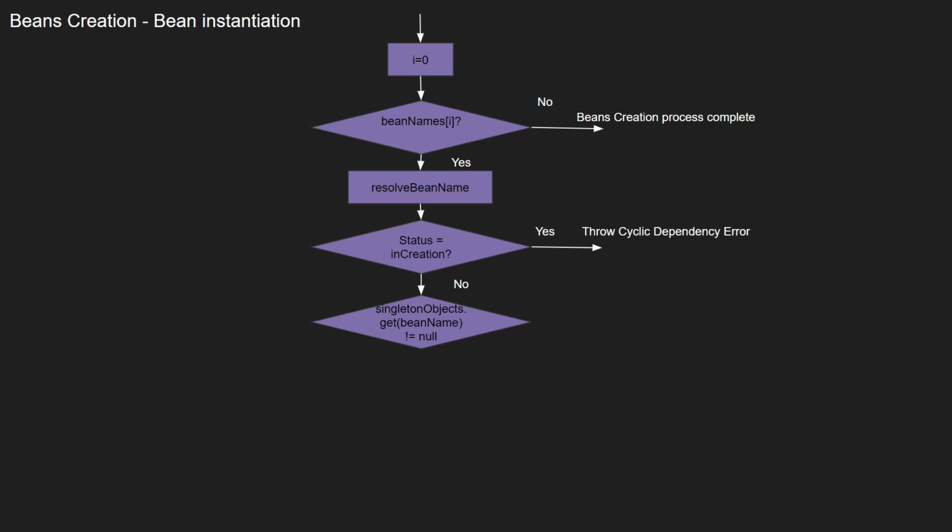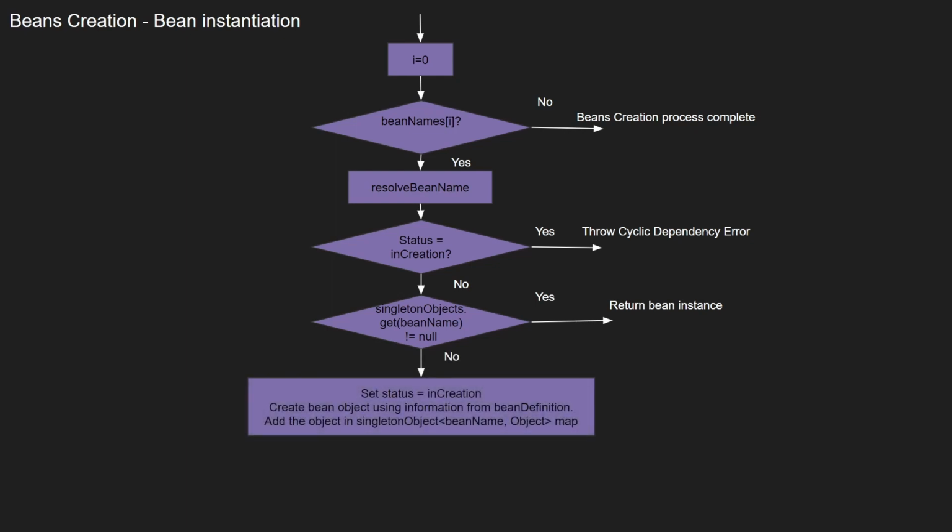If it is not null, in a sense the object is already created and is present in the map, it returns the bean instance of that map from this singleton objects. If it is null, which means the bean is not yet created, the status of the bean is set as in creation and a bean object is created using the information present in the bean definition, and you already know the bean definition information is present in the register bean map.